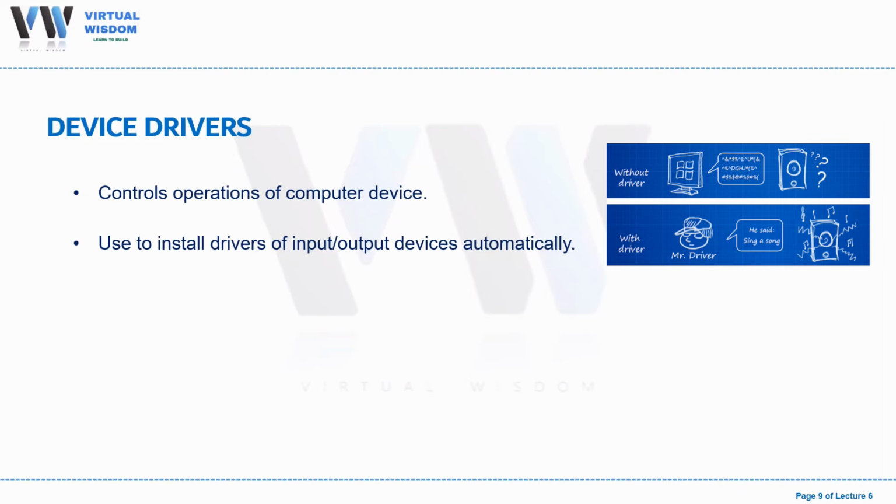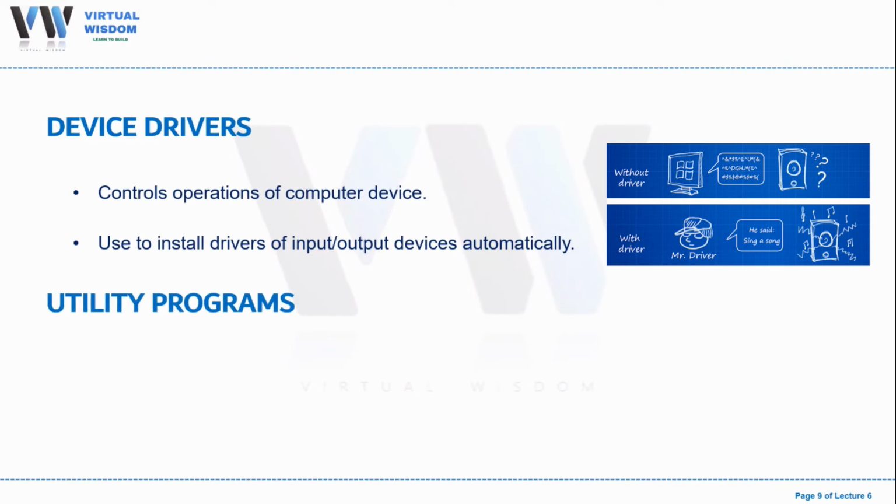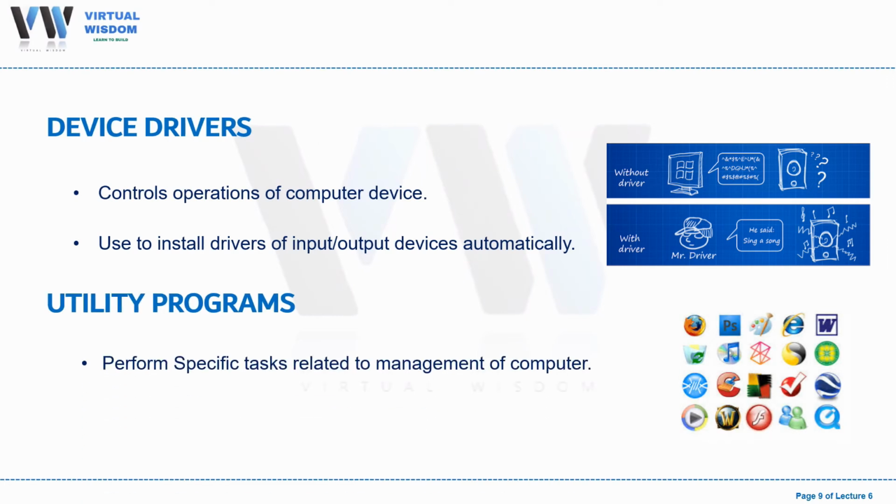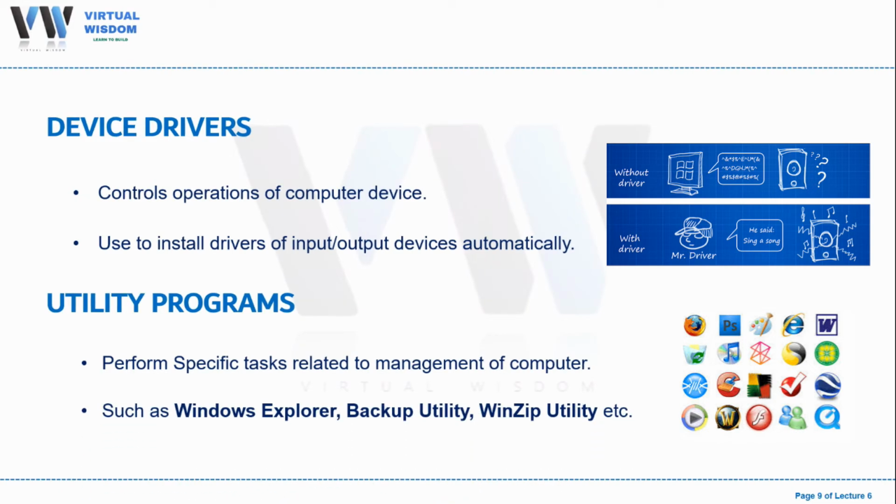Okay. Now utility programs. These programs perform specific tasks that are related to the management of the computer. Some of the commonly used utility programs are Windows Explorer, which is used to manage files and folders. Backup utility, which is used to make the backup of data. WinZip utility and antivirus softwares, etc.